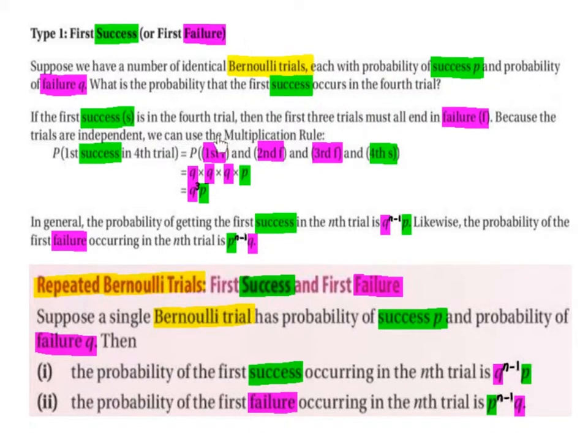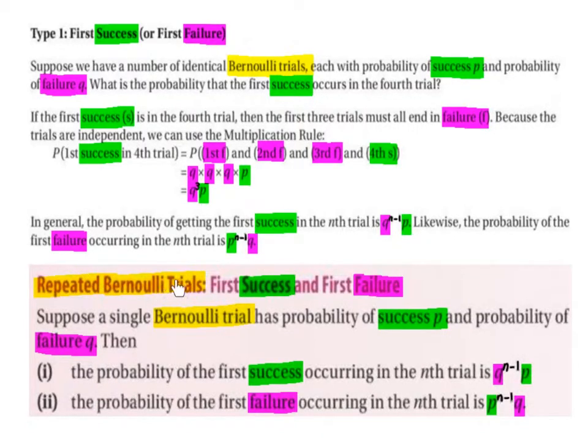So it's going to be failure times failure times failure times success, which is Q times Q times Q times P, which is Q cubed P. In general, the probability of getting the first success in the nth trial is Q to the power of n minus 1 times P. Likewise, the probability of the first failure occurring in the nth trial is P to the power of n minus 1 times Q.